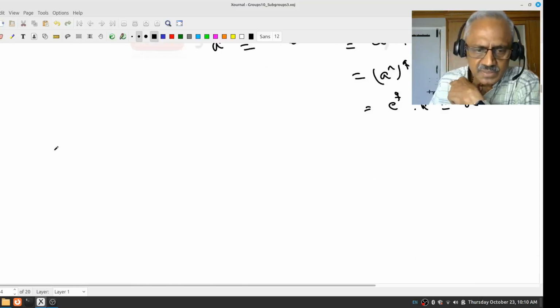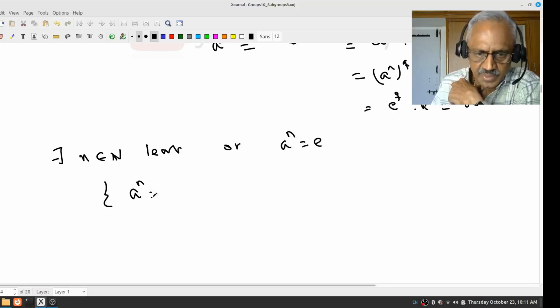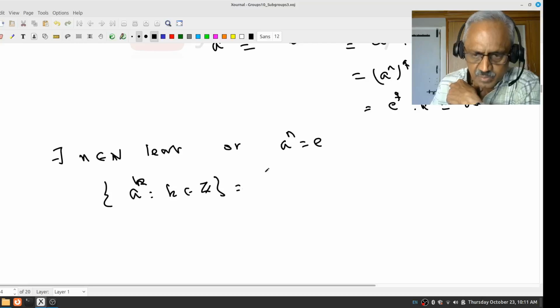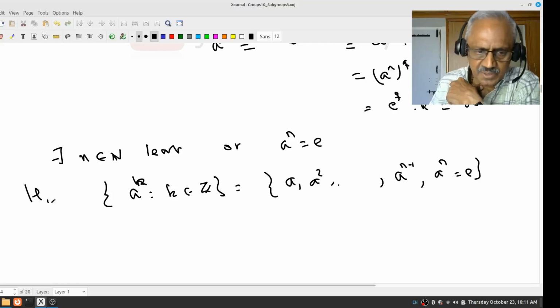Therefore, there exists a least integer such that a to the power n is identity. That means a to the power k, k varies over Z, is precisely the set of elements a, a squared, a to the power n minus 1, and a to the power n equal to identity. There, my H naught is this.